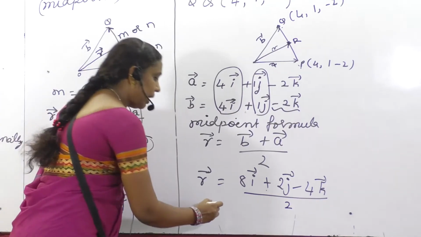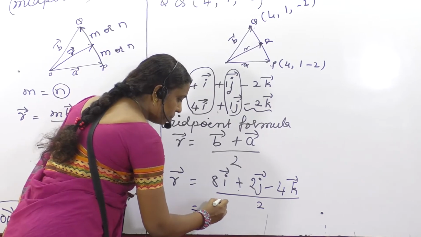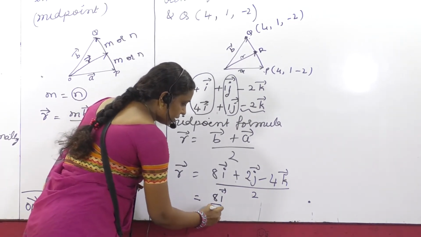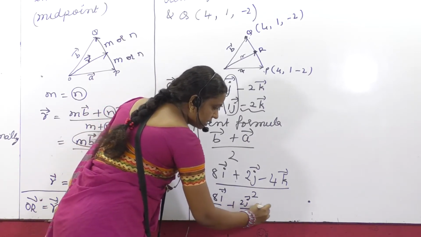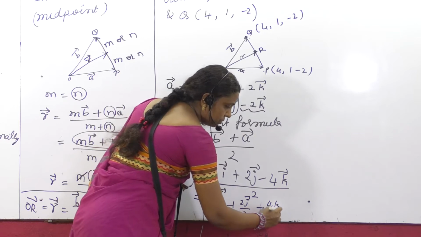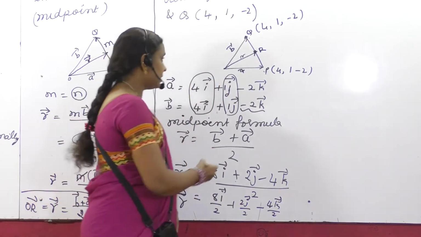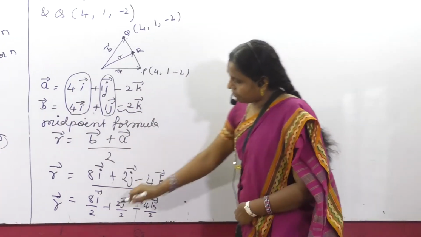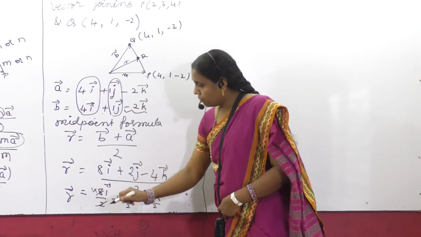Now what I will do, I will write this denominator separately. I will put this denominator to each and every term of the numerator. 8i divided by 2, 2j by 2, next minus 4k by 2, like this. Okay. And what will be the final answer? R is equal to, just make the cancellation because cancellation is possible here, 4i.